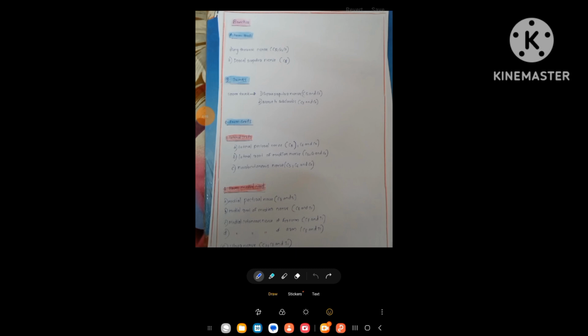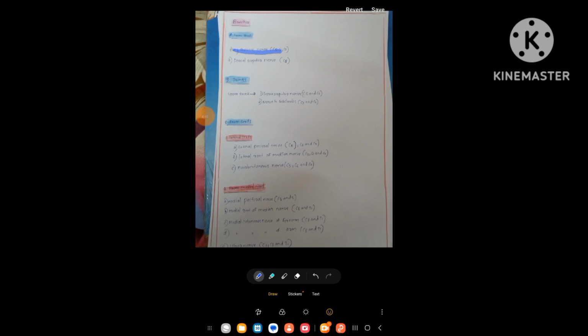Now we are going to study the branches from each component. From roots, there is long thoracic nerve. This is a long thoracic nerve and dorsal scapular nerve. There is a root value C5, C6 and C7 for long thoracic nerve and C5 for dorsal scapular nerve. Trunk, there is upper trunk. From upper trunk there are two branches, suprascapular nerve and nerve to subclavius, which have a root value of C5 and C6.